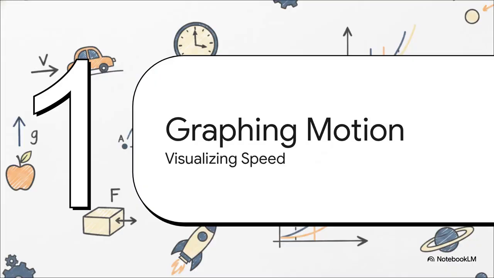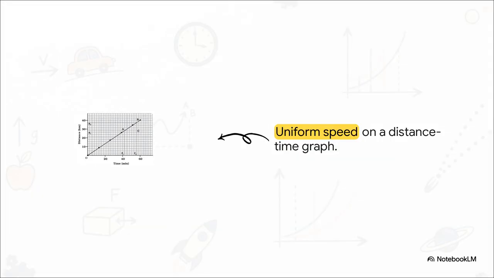Section 4, Graphing Object Motion. Let's take all these numbers and turn them into pictures by seeing how motion behaves on a graph. A perfectly straight line on a distance-time graph visually proves a core concept. When an object travels equal distances in equal intervals of time, it's moving with uniform speed. If time is on the x-axis and distance is on the y-axis, a straight diagonal line means the pace literally never changes. It's totally predictable and steady.